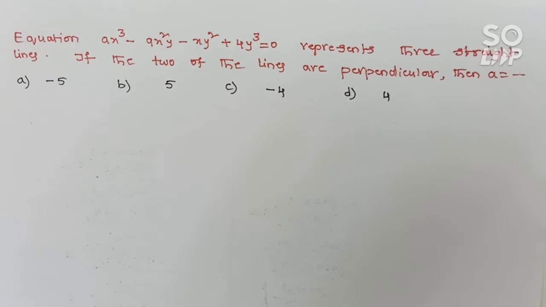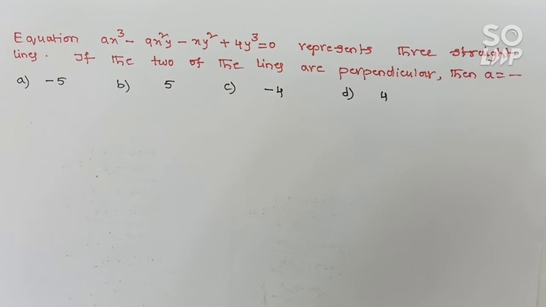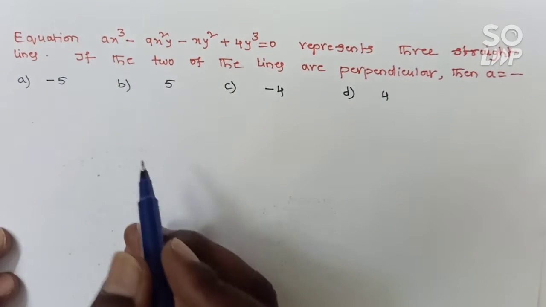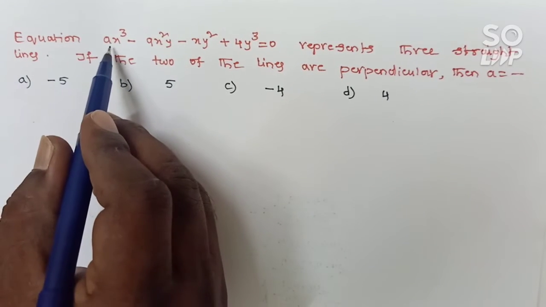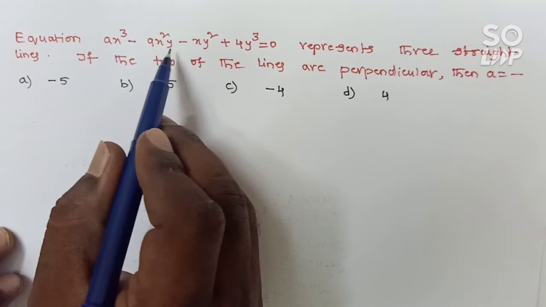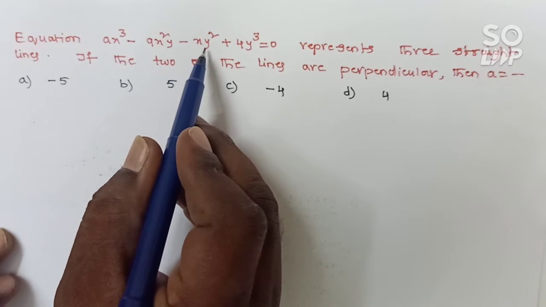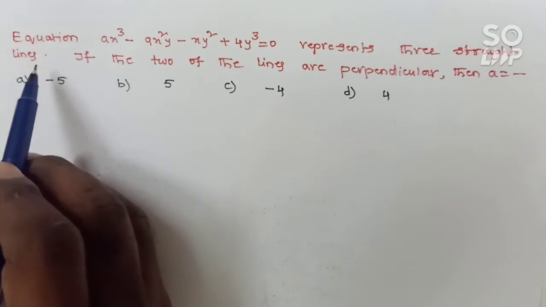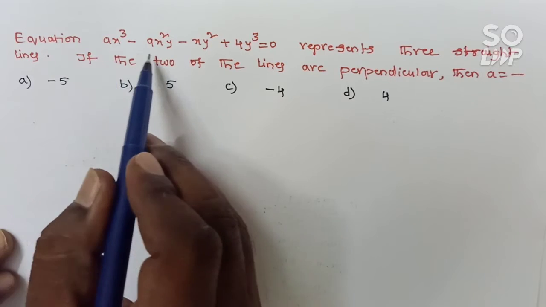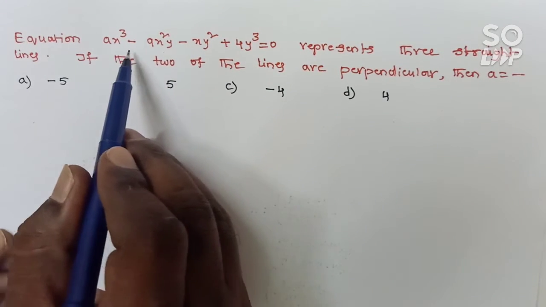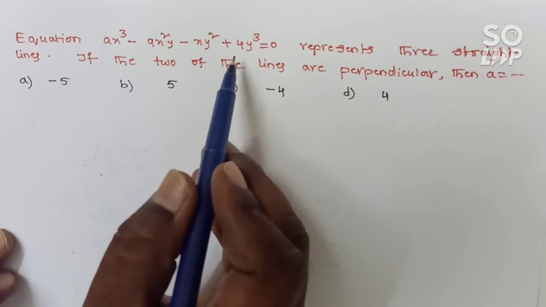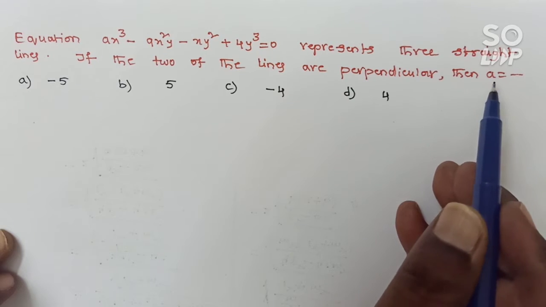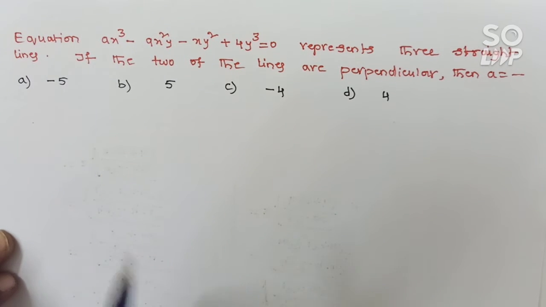Okay, dear students, now we are going to discuss the very most important question in pair of straight lines. See, what is that given equation? A x cube minus 9x square y minus x y square plus 4y cube equals 0 represents three straight lines. Clearly it is a homogeneous equation. That means it represents the lines y equals mx. If two of the lines are perpendicular, then what is the value of A? This is a very important question.